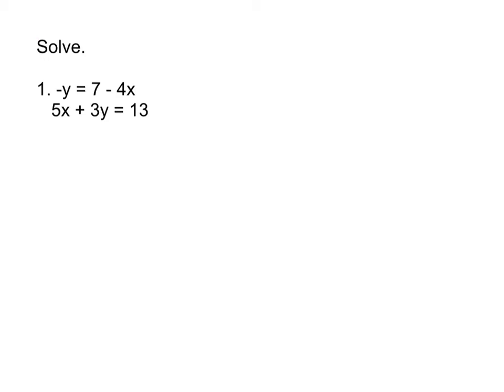Example number 1. -y equals 7 minus 4x. And 5x plus 3y equals 13. Step 1, we have to line everything up. So if we line everything up, I want to get my x's and y's on the left side, my numbers on the right. So our second equation, 5x plus 3y equals 13, perfect, it's done. In our first equation, we have the minus 4x over here. I got to move it over. So how do I move a minus 4x to the other side? You're going to add 4x. So if I add 4x, you're going to get 4x minus y equals 7. The bottom equation stays the same.